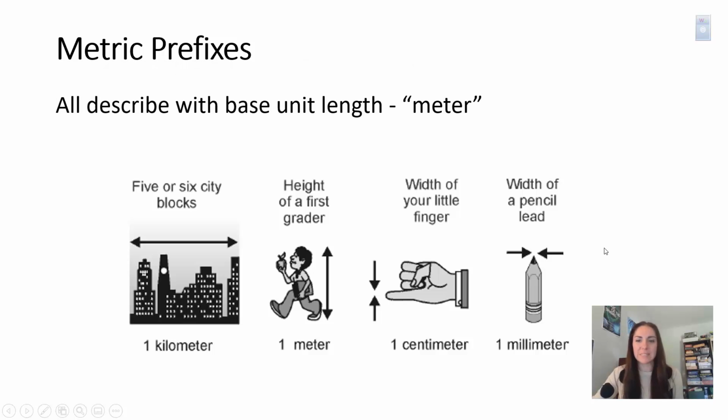Metric prefixes, once again, I think most of you are familiar with this, but millimeter versus centimeter, meter, and kilometer. So obviously we're getting bigger in these measurements.